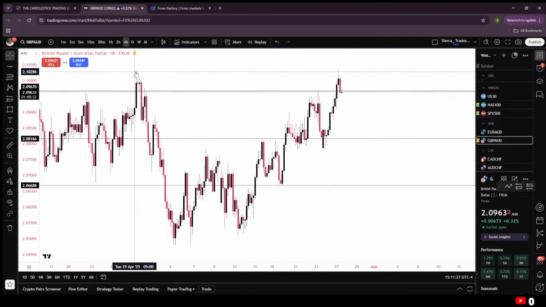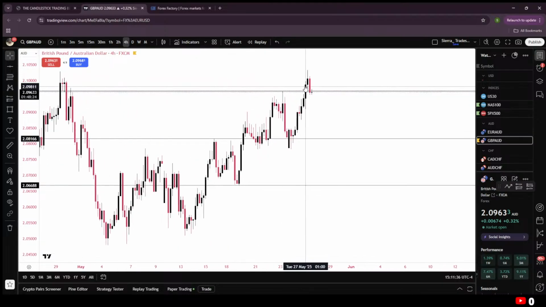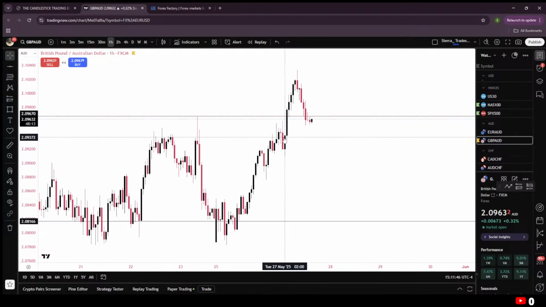price ran our liquidity, right? It ran that last high. It left us with an evening star, okay? That's this bullish candle, this doji, and this bearish candle. So price came out of the zone. Now price is coming back into the zone. We have a fair value gap right here on the hour. Normally you want to wait on a break of structure, but with this gap right here, it's going to be good enough for me.